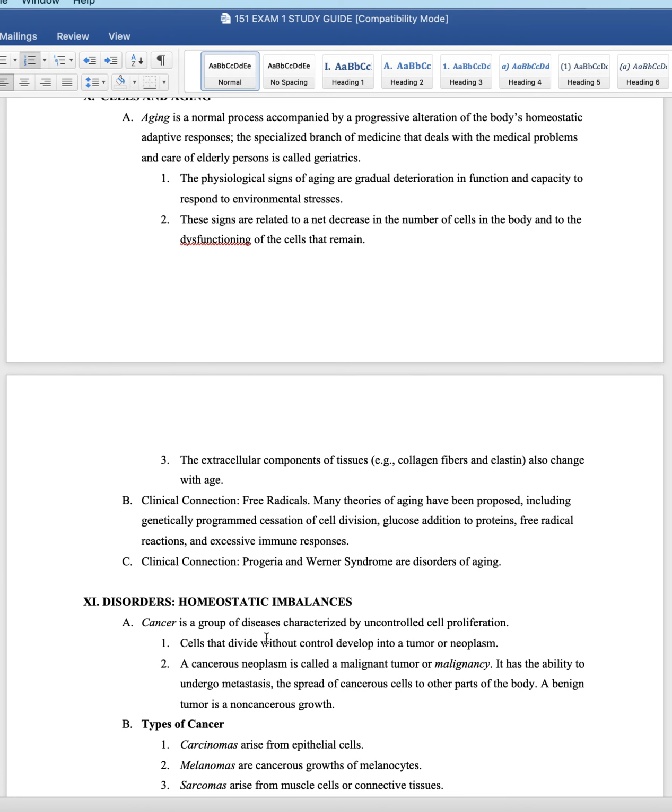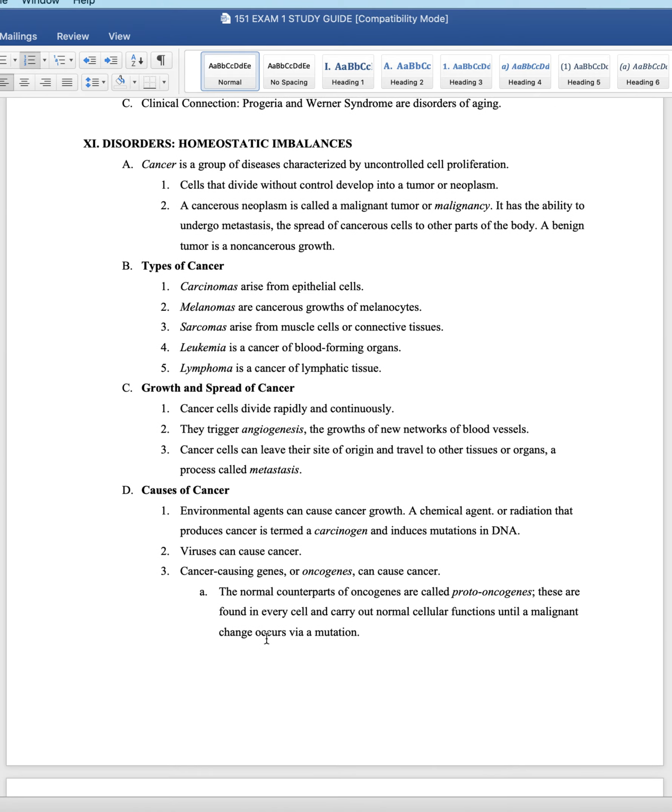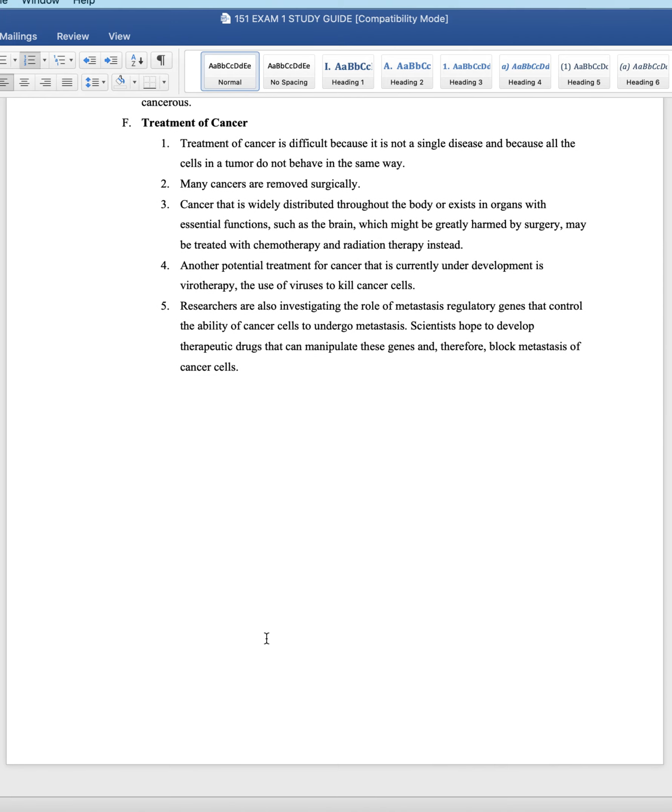And we're not going to focus too much on aging and free radicals and disorders, etc. So I am going to wrap it up there.